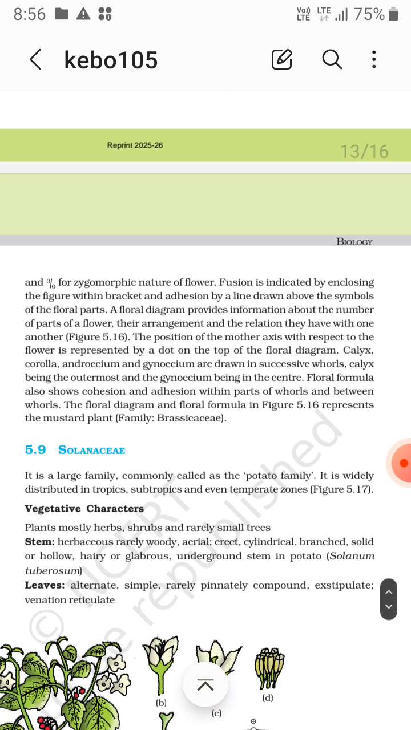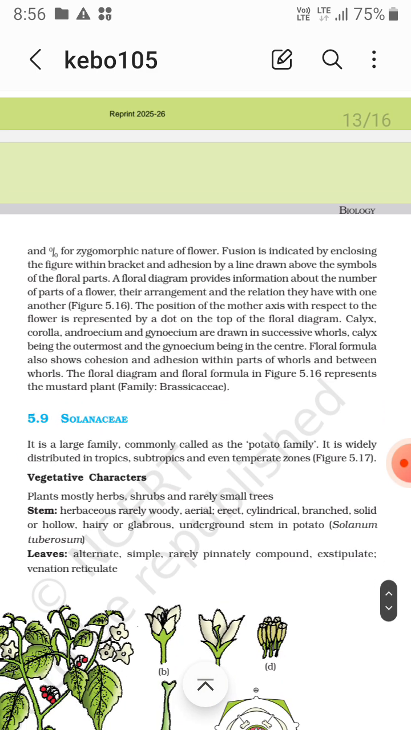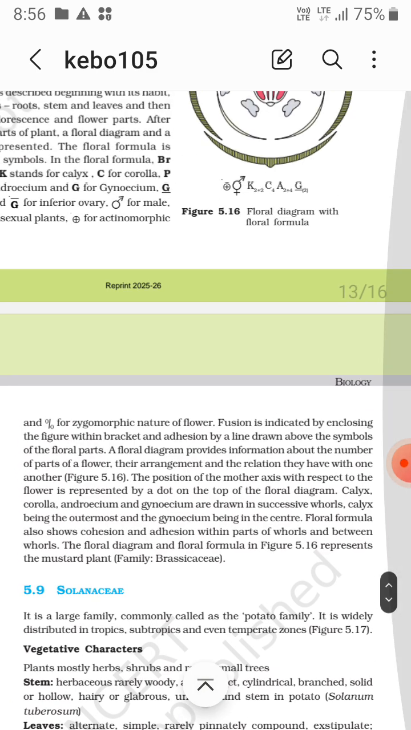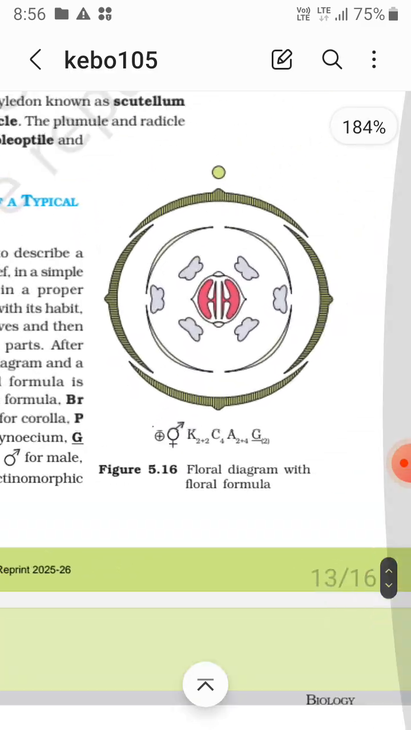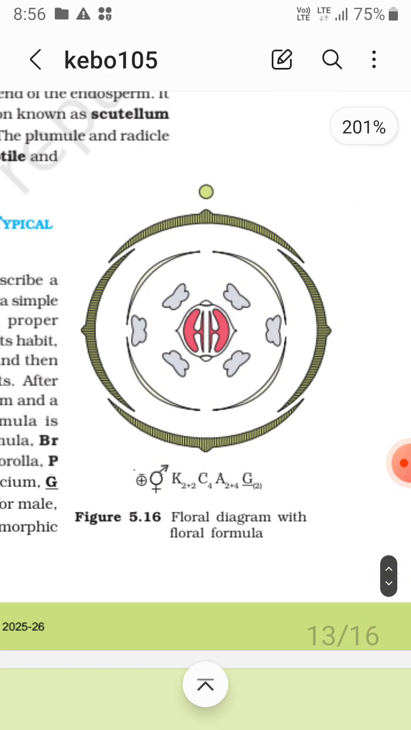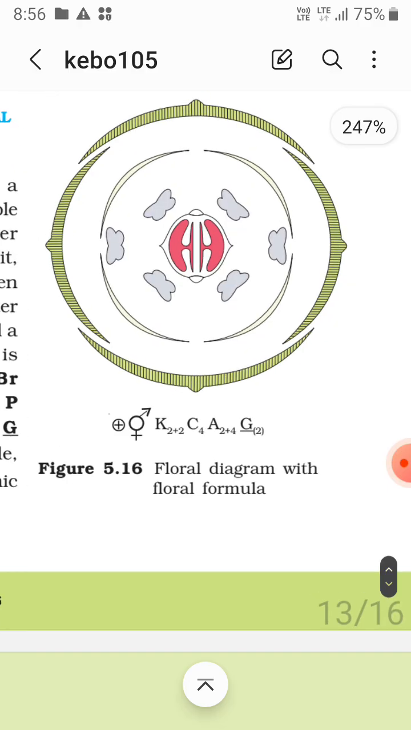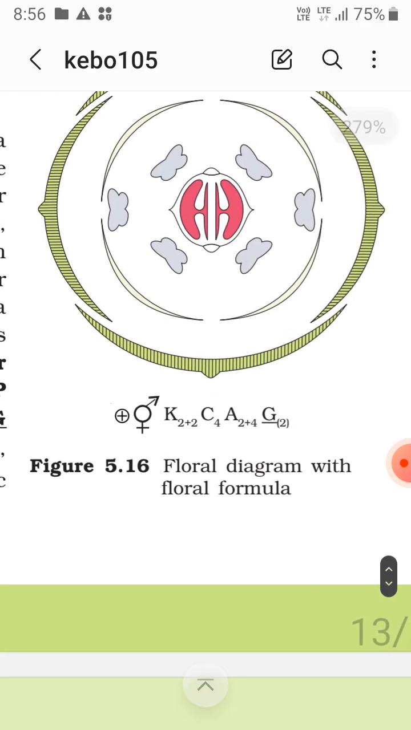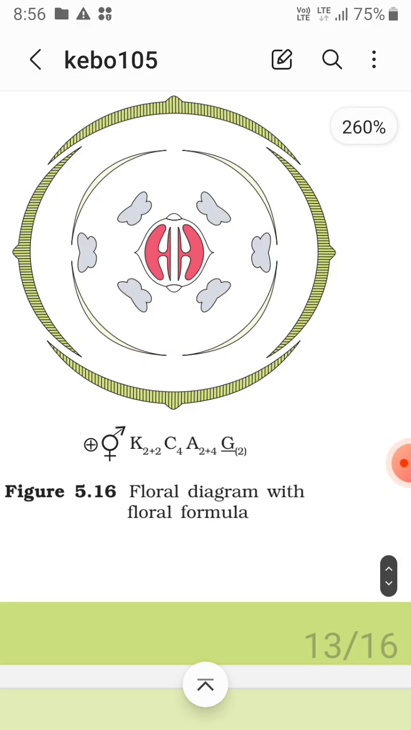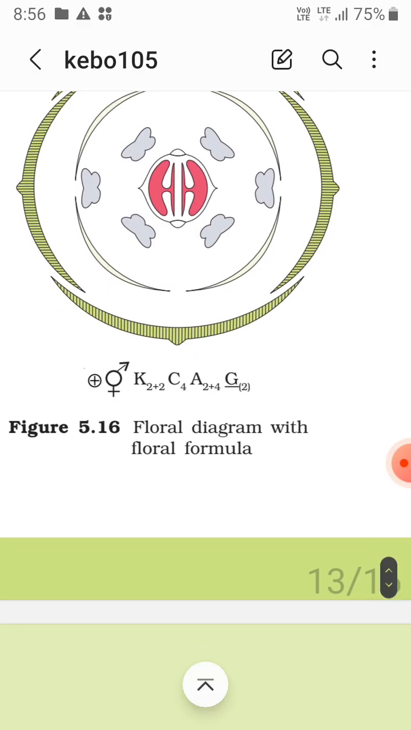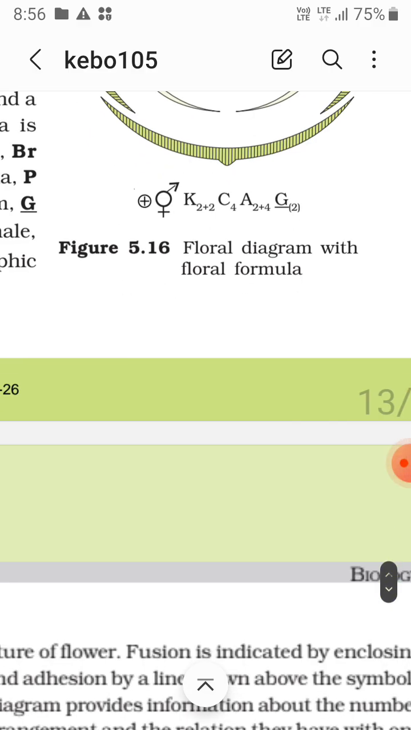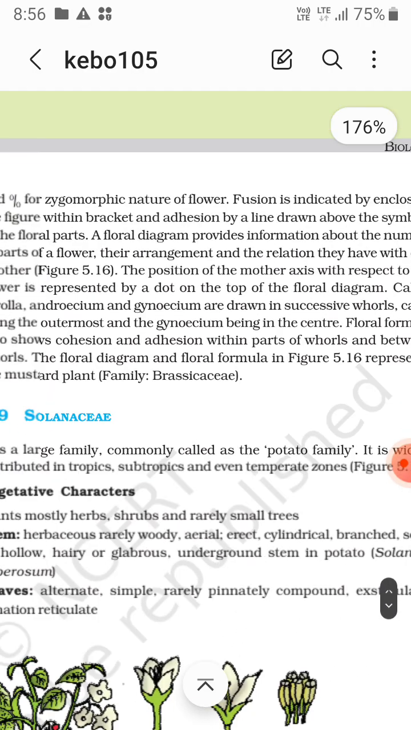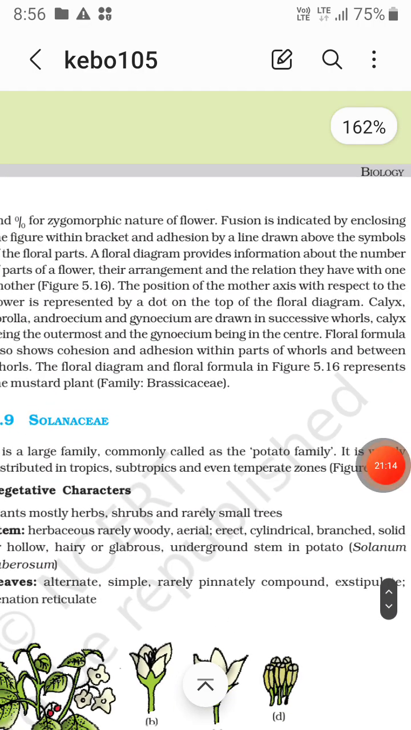The floral diagram and floral formula represent the mustard plant, that is Brassicaceae. It is a family, right? You can see plus, then bisexual, then K, calyx, C, corolla, A, androecium, and G, that is superior ovary, that is fused carpels. Okay, so this is about the mustard family.